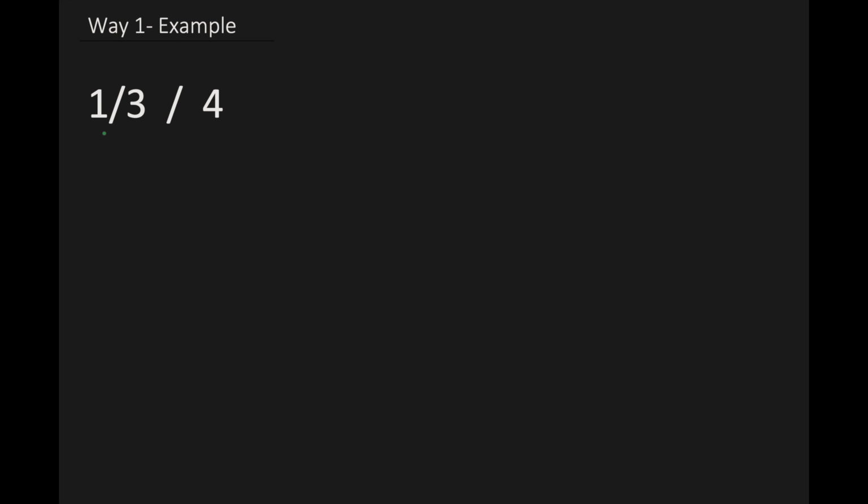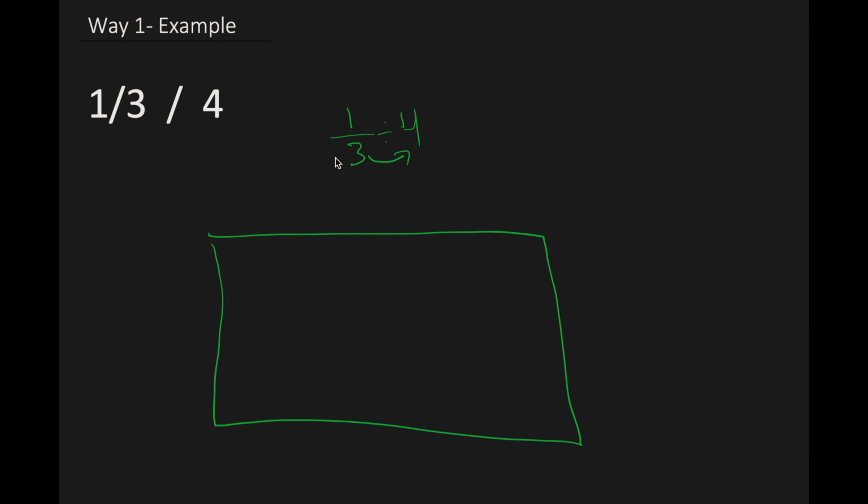So we have 1/3 divided by 4. First step, you'd multiply the denominator by the whole number. You have 1/3 divided by 4, right? You're going to multiply 3 by 4, okay? And then you're going to create a chart. So, we have 3 times 4. 3 times 4 is 12. So you're going to create an array or chart that has 12 boxes.